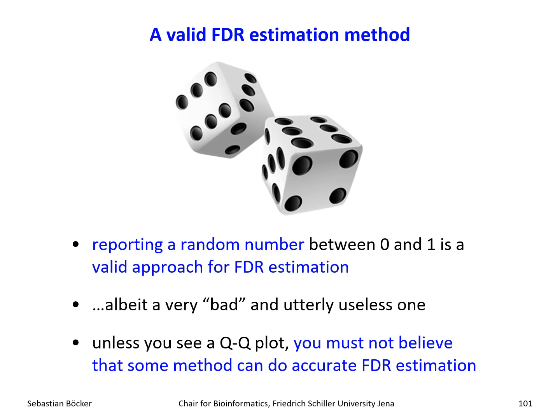Now, one thing you have to consider is that an FDR estimation method is an arbitrary method that returns values between 0 and 1. So, for example, if you give me a hit or a list of hits, and I throw some dice and give you back a random number between 0 and 1, then this is a valid approach for FDR estimation.